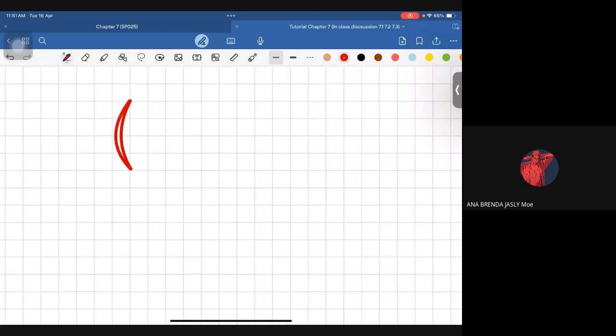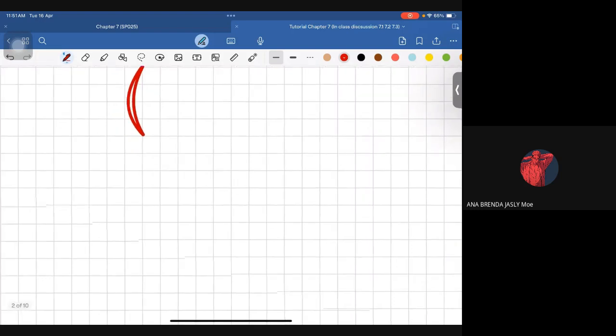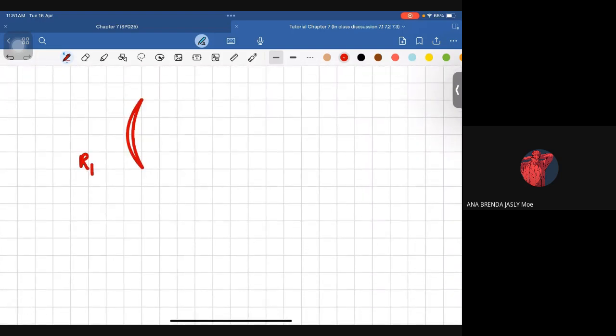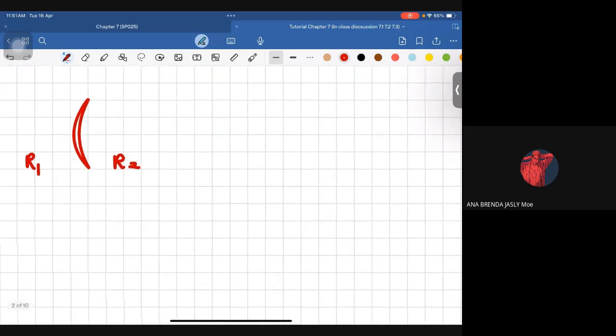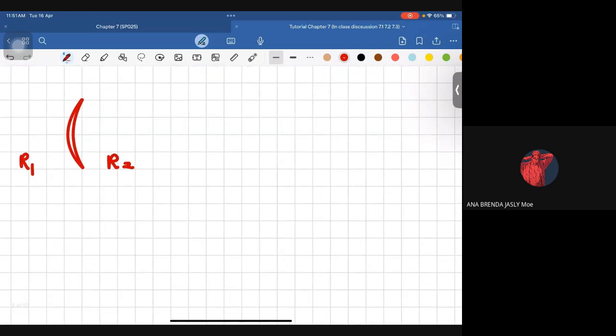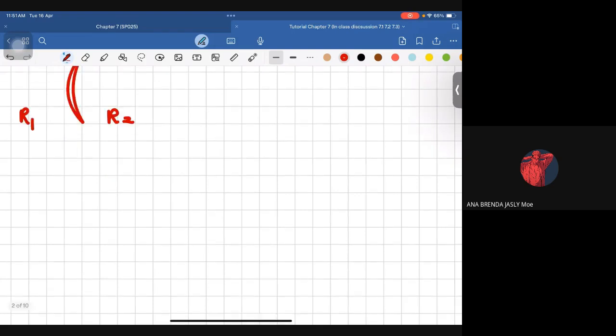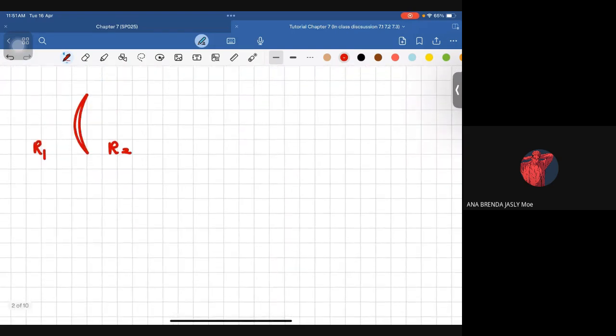Okay, so in order for this lens to converge, R1, this is R2. Since it should be converging, you have to remember R2, this is known as the inner radius, should be smaller than the radius of the outer lens. Okay, boleh faham ke yang ni?